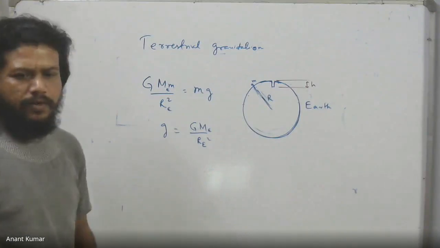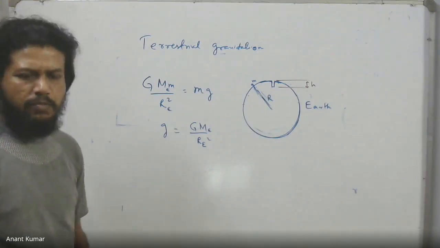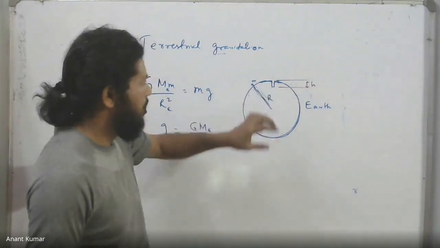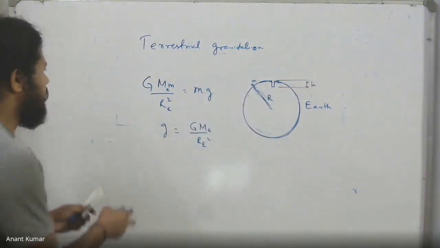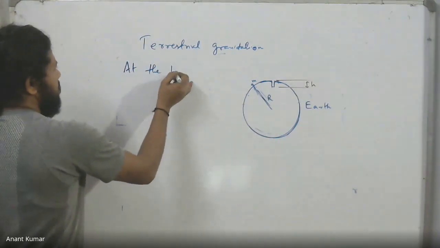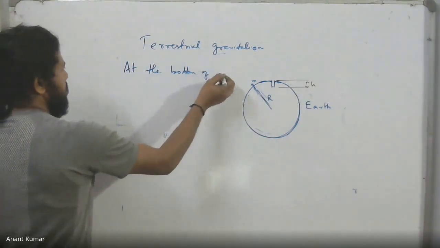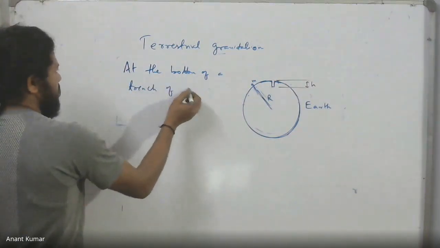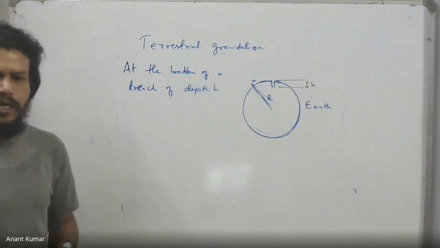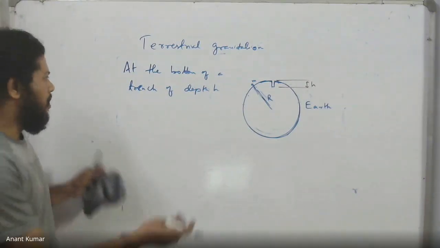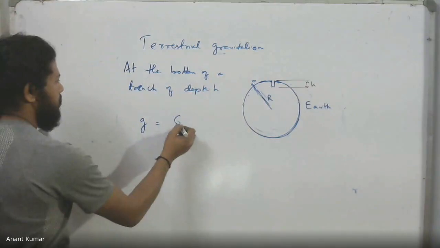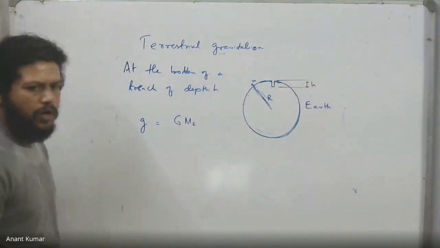Anyway, we can use the previous result that I was saying: G capital M small m by capital R cube into small r. Instead of small r, we shall use this length, which is capital R minus h. So we can apply that result. It can be approached in two different ways. I'm just removing small m, okay? Small m I'm just taking as 1.